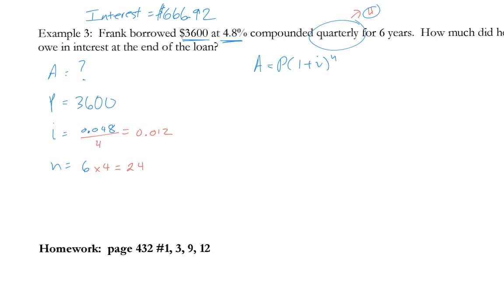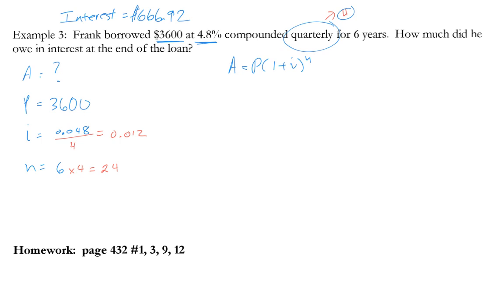And the reason why it's A equals P times 1 plus I to the N is because we want to know how much we owe at the end of the loan. So when the loan comes due. All right. So we're just going to substitute what we know. We have A, P, and I to the N. So A, we don't know what it is, so we just put A. And then 3,600. And then 1 plus 0.12. And then we're going to raise that to the power of 24.